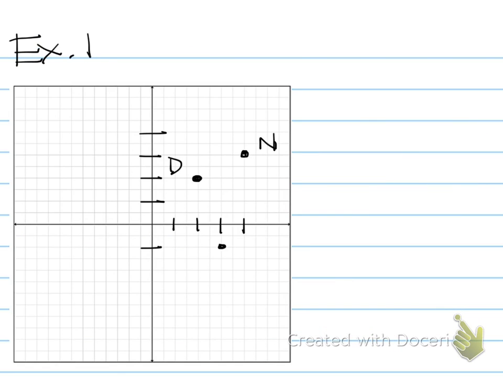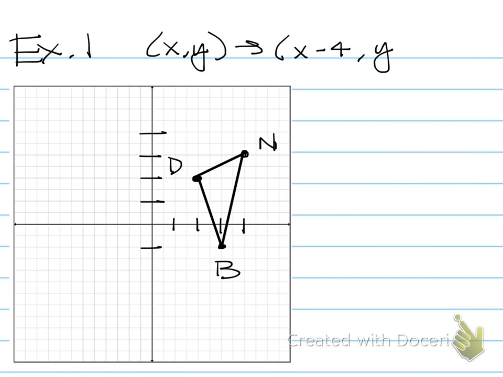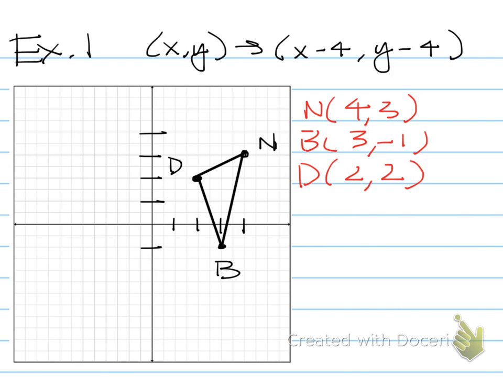All right, so in this first example, we want to first note the coordinates of the preimage. So we have N, B, and D's coordinates. And then to each one of those x coordinates, we're going to subtract 4. To each y coordinate, we're also going to subtract 4.